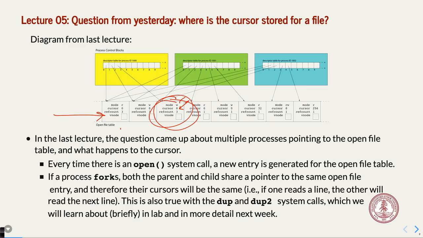But if two programs open the file, you do get duplicates in there. So that's how you get two different cursors. All right, does that clear things up a little for the people who are curious about that? Not the biggest deal in the world, but that's how this ends up working. I thought I'd at least give you the information I looked up on that.